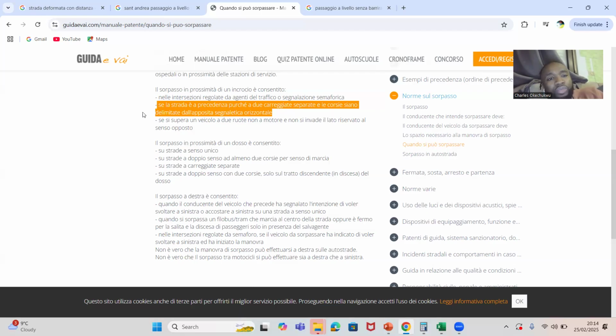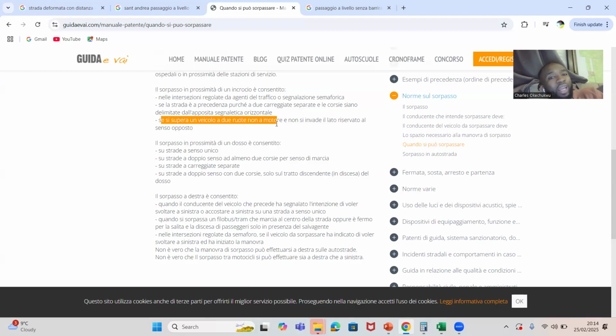All right, let's continue. You can overtake very close to a junction if you overtake a two-wheeled vehicle, non-motorized, and you do not invade the side reserved for the opposite direction. Now, watch. If you overtake a vehicle on two wheels, for example a bicycle, and that bicycle has no engine, and you didn't go out of your own lane, you can overtake, so long as you don't go out of your own lane.